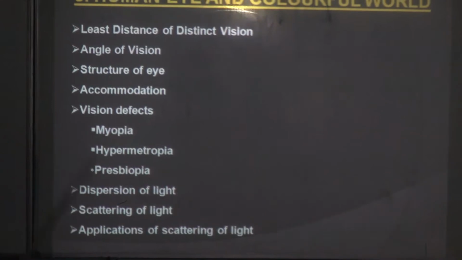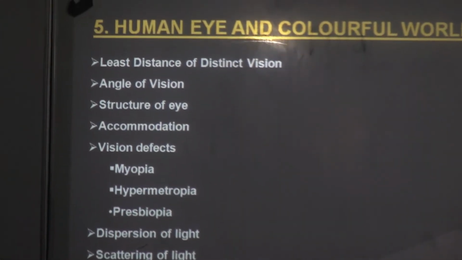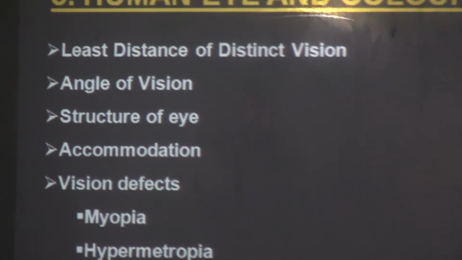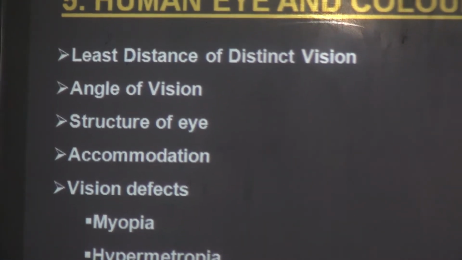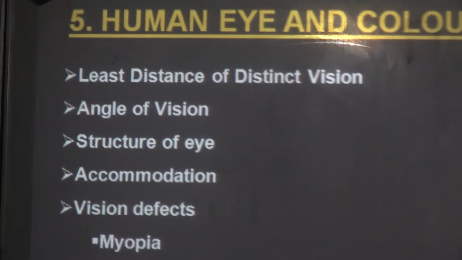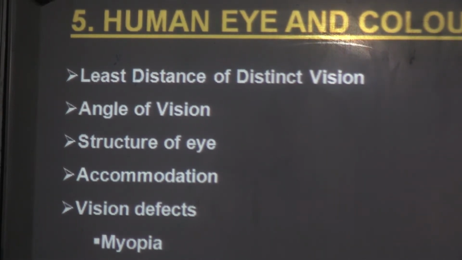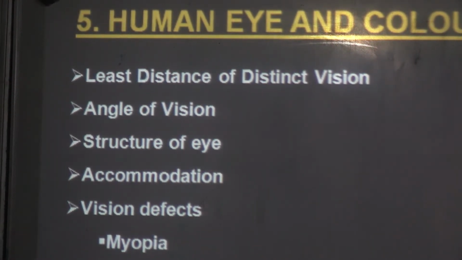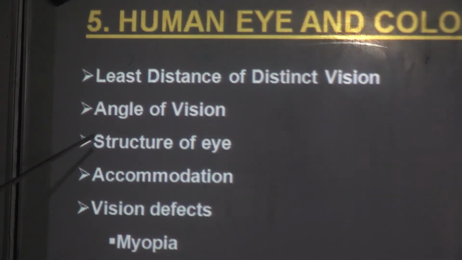Least distance of distinct vision. What is this? This is the most important thing. For example, if we want to see an object with our eye, the distance between the eye and object is very important. The distance is called least distance, and it is taken as 25 centimeters. We cannot see the objects which are at a distance of less than 25 centimeters. Of course, it depends on the age also. That is different.